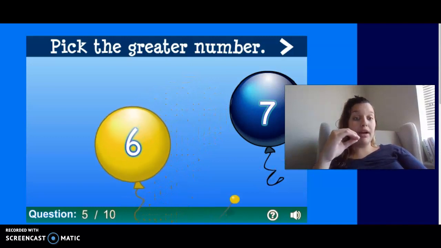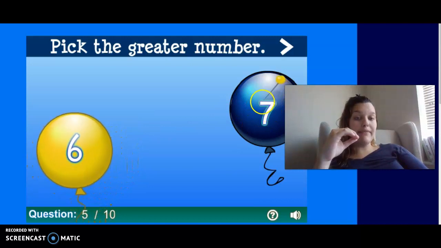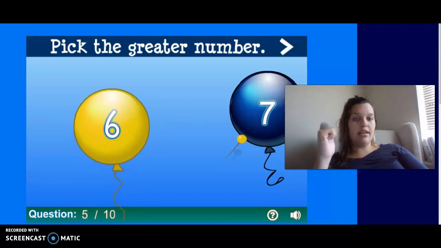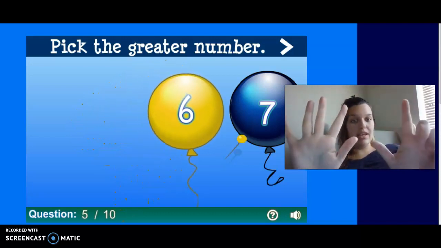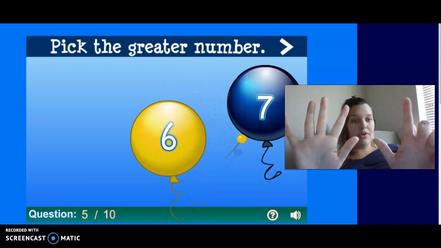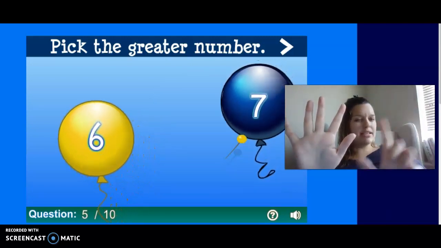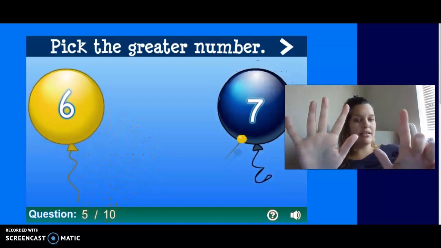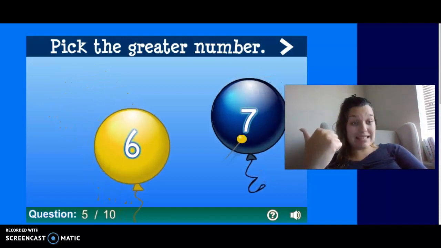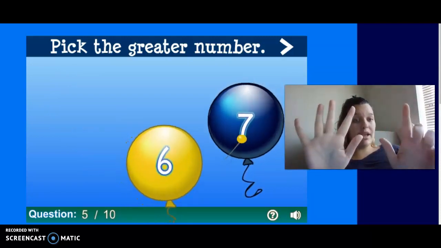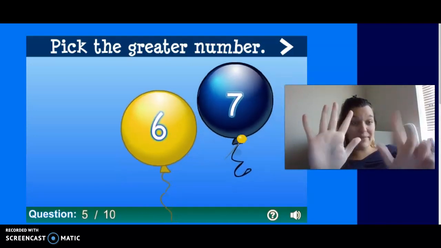Pick the greater number. We have the number 6 and we have the number 7. So let's find the number 7. Put it on our hand. Now, we have the number 6 as an option. Do I count up to get to 6 when I'm already at 7? No, I have to go backwards. I have to go less. So is 7 bigger or is 6 bigger? 7.